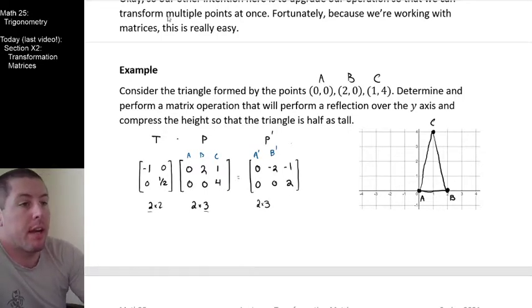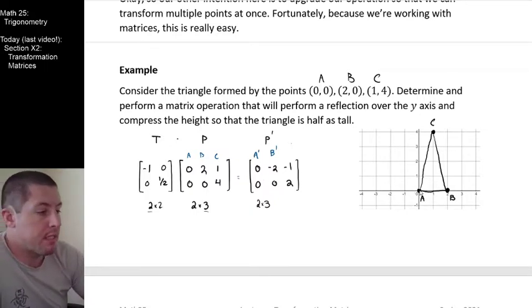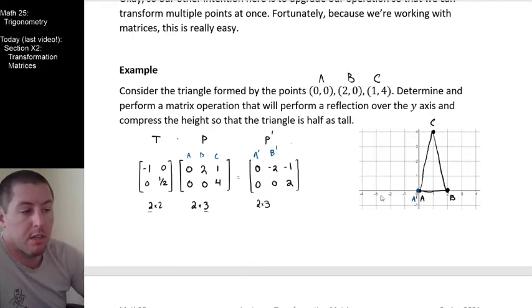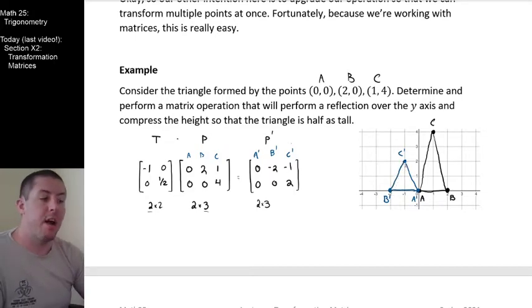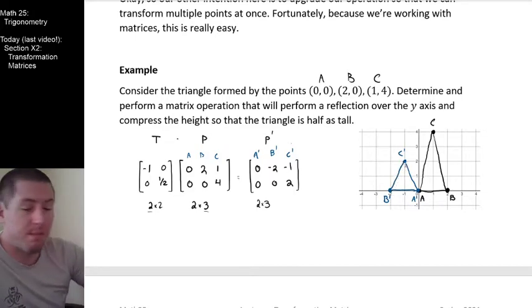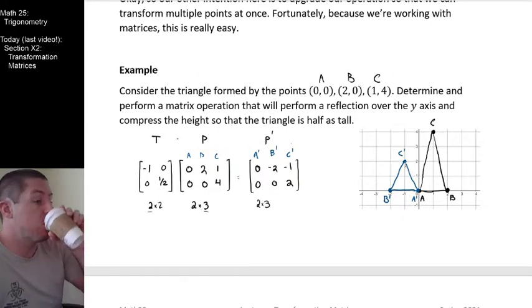And now we can graph our 3 new points, which are A prime at 0, 0, so it's still sitting right there, still at the same location. B prime is now at negative 2, 0. And C prime is now at negative 1, 2. You should see that this did exactly what we hoped it would do: it reflected us over the y-axis, and it squashed down our height so that we're only half as tall, which I hope you find very satisfying here.